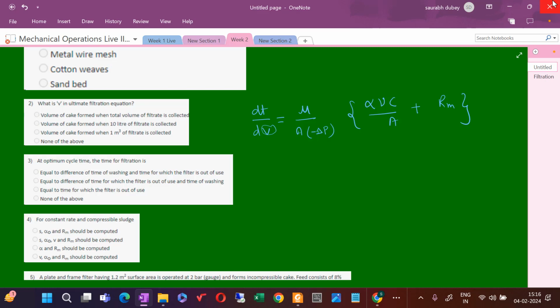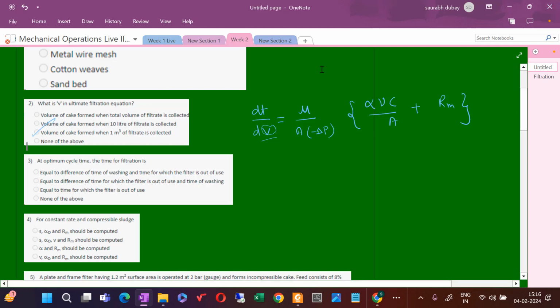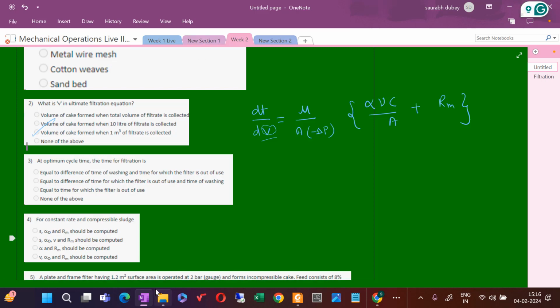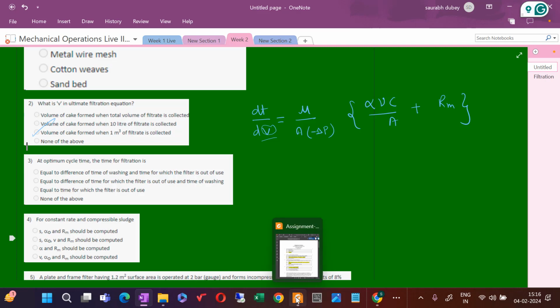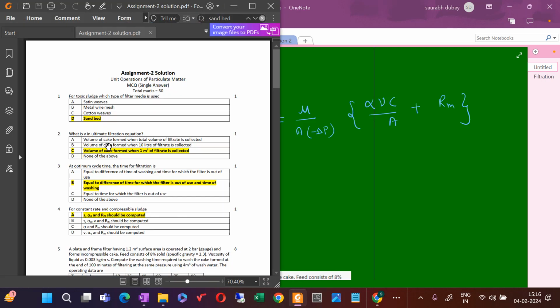So the volume of the cake formed per unit filtrate collected is nothing but the volume of the cake, that is v in the ultimate filtration equation. So here, the second, option C, will be the correct choice for the given problem. Yes, C is the correct answer.